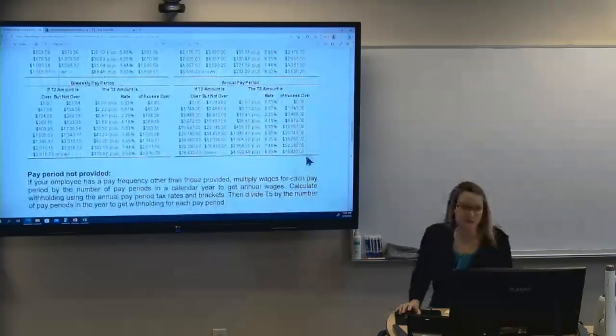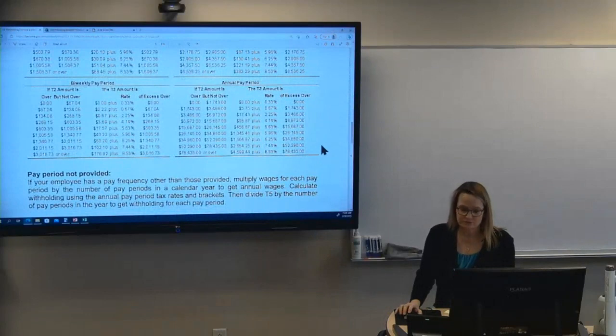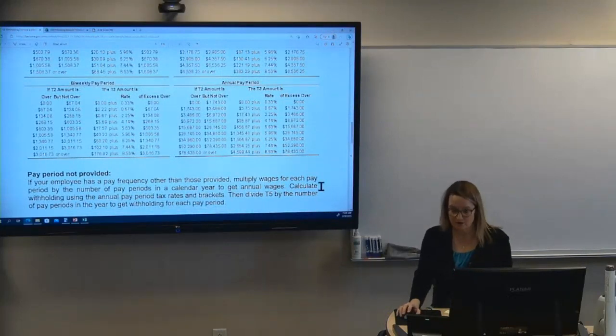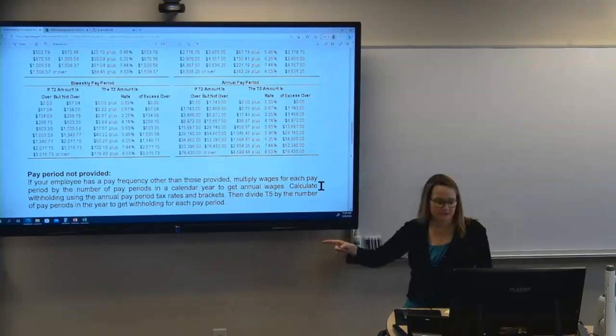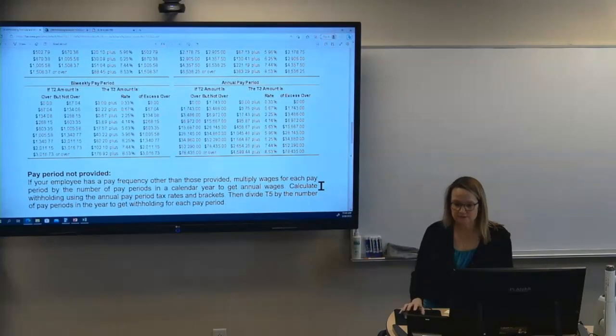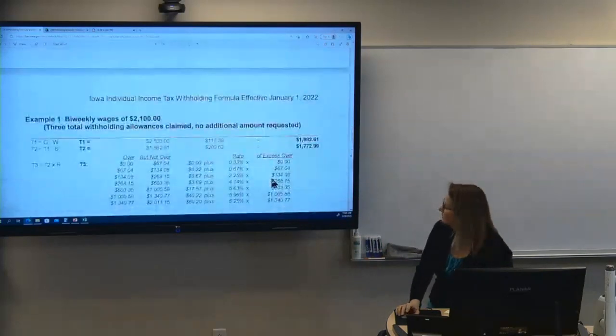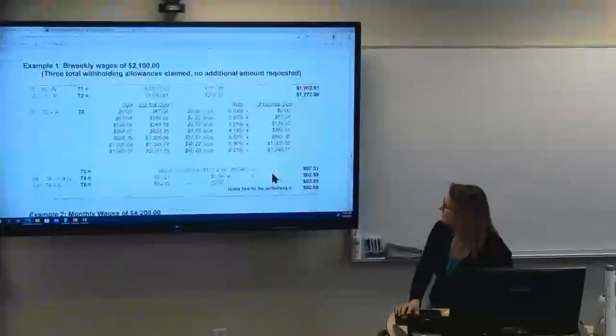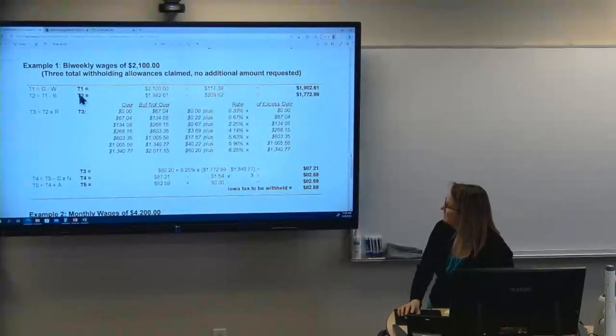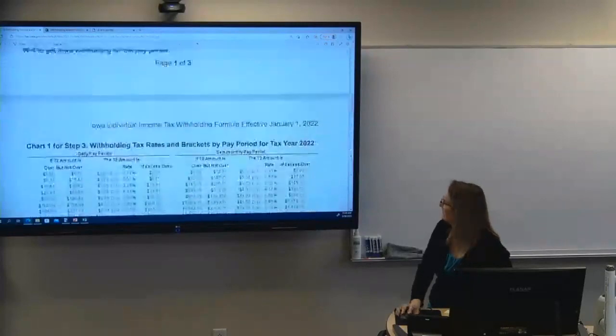Okay, you are not going to be tested on Iowa. There's no test question related. I don't ask you to calculate anything for Iowa. But I do need to make you aware of what those rules are and how you calculate that. So they got some examples here as well of all of those steps and how it would work. You can look at that yourself.